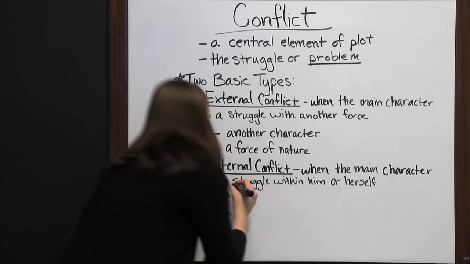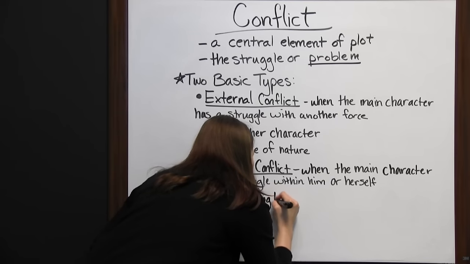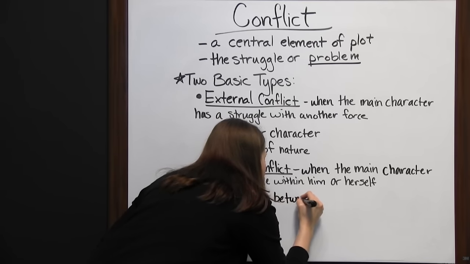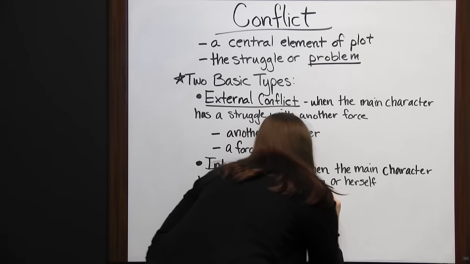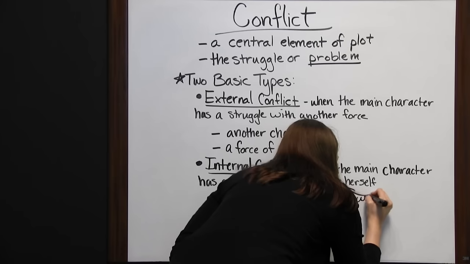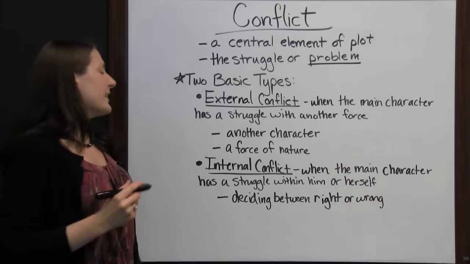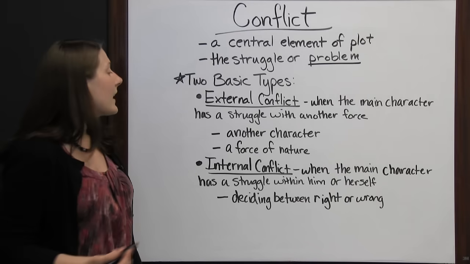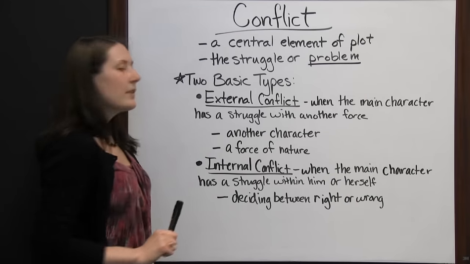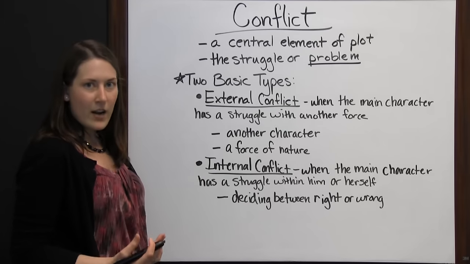An example of that would be deciding between right and wrong. Other people can tell you this is right, this is wrong. One person may say it's all right to steal a loaf of bread if you're hungry and you have no money. Someone else may tell you it's wrong to do that because it's still stealing. So it's an internal conflict within that character when they have to decide for themselves if something is right or wrong.